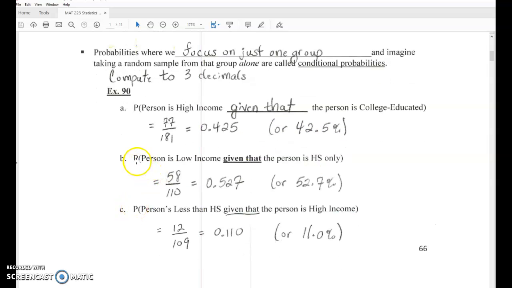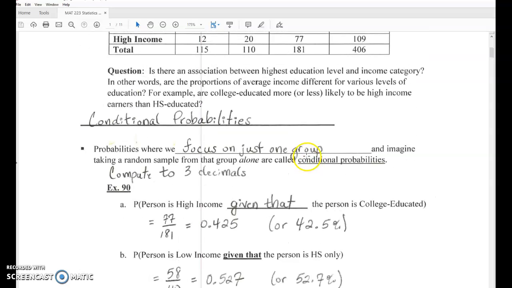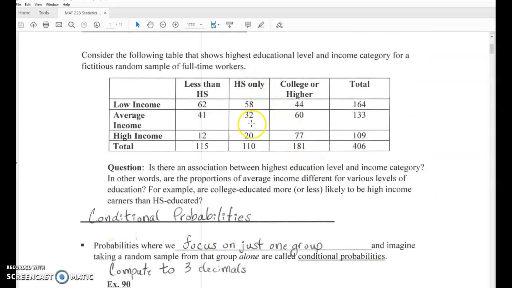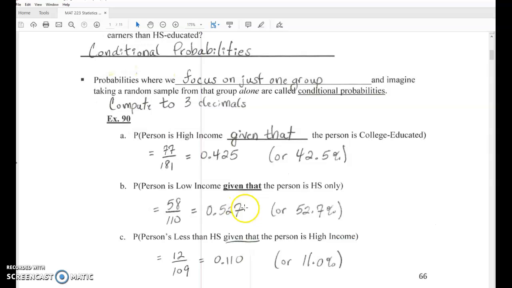So let's say we want the probability that the person is low income given that the person is high school only, in other words, has a high school education only. That means focus in on the high school educated group only. The high school only group is this group. So there's only 110 people we're focusing in on, and the low income people in that group were 58. So 58 out of 110 because we focus in on the high school only. 58 out of 110 is 0.527 or 52.7%.